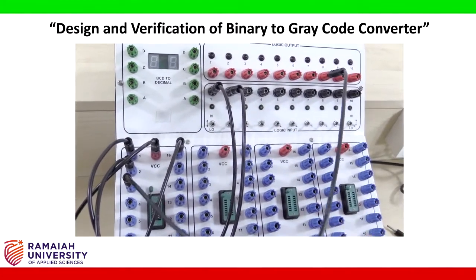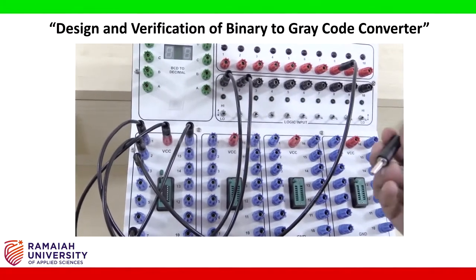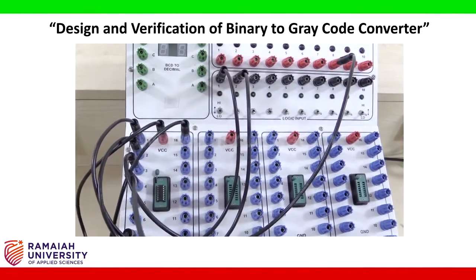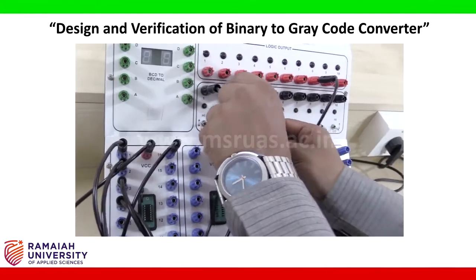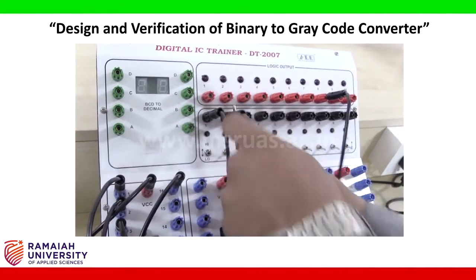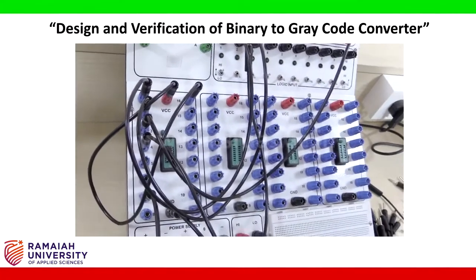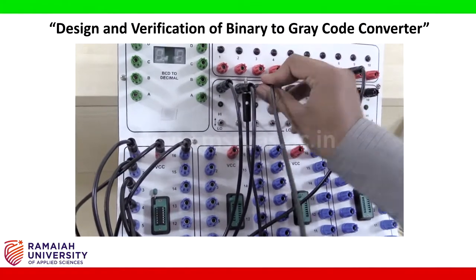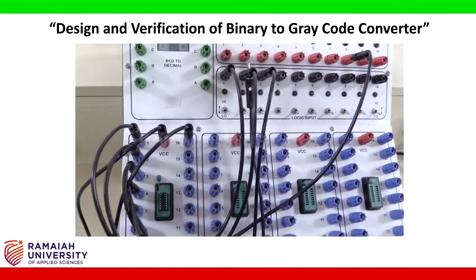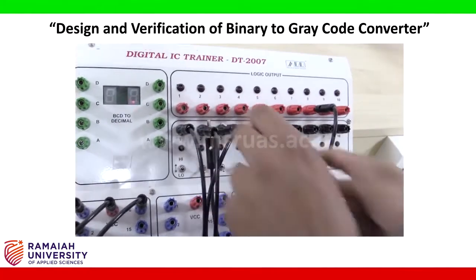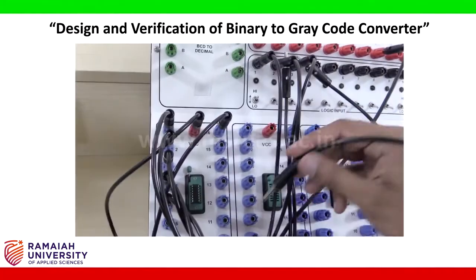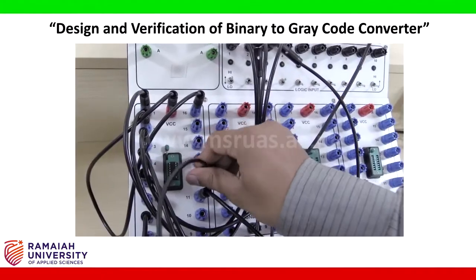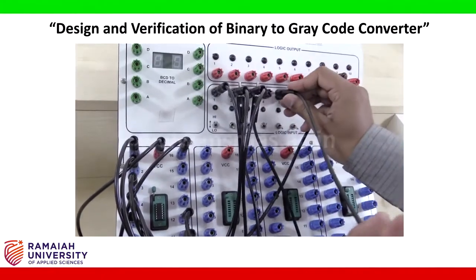Pin number 4 of the XOR gate is connected to pin number 2 or input B2. I am connecting here input B2. Pin number 5 of the XOR gate is connected as input B1, and from the same input B1 we are connecting to pin number 9 of the XOR gate. Pin number 10 of the XOR gate is connected as one more input, that is B0.